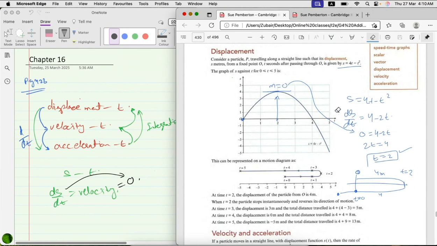And when we substitute 5, we're getting minus 5. So it is traveling. Negative means displacement is in the opposite direction. So total distance is 4 meters plus 4 meters plus 5 meters. 4 plus 4 plus 5 is 14 meters is the total distance, and final displacement is definitely minus 5.